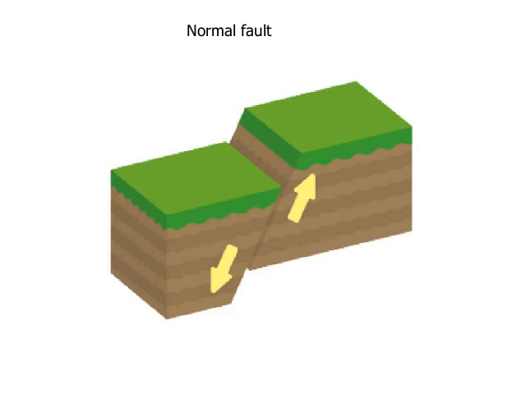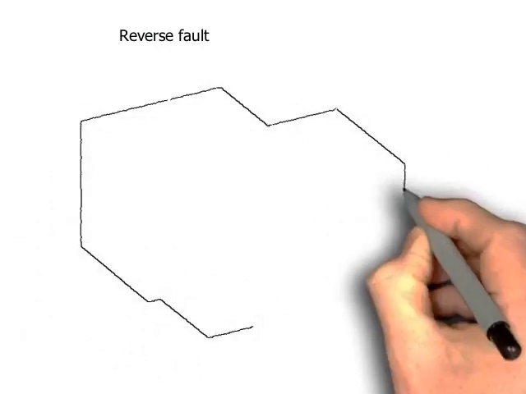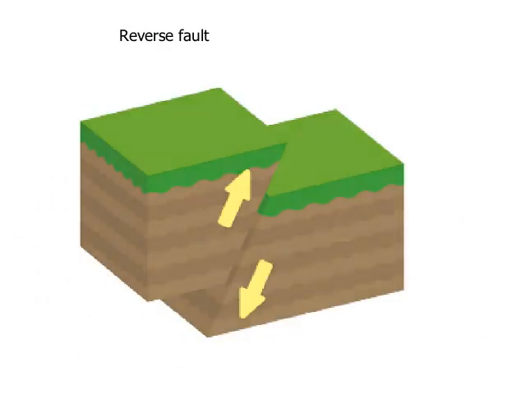Then we have also the reverse fault. A reverse fault is common in the convergent plate setting and causes the hanging wall block to move up relative to the footwall block, as shown by the arrows that can be seen here.